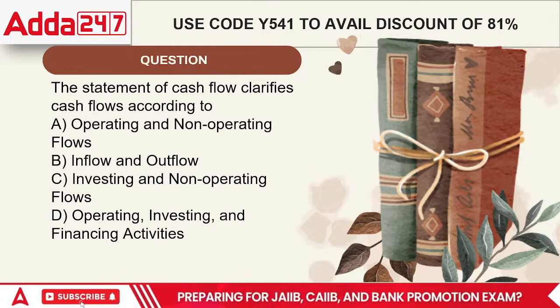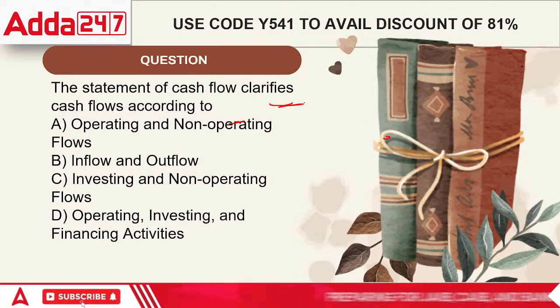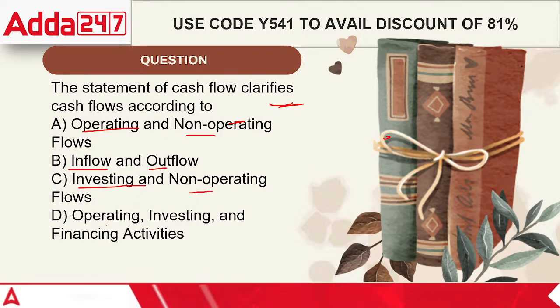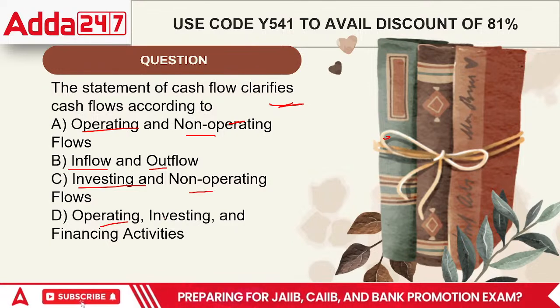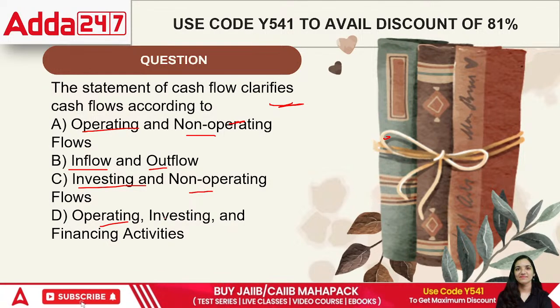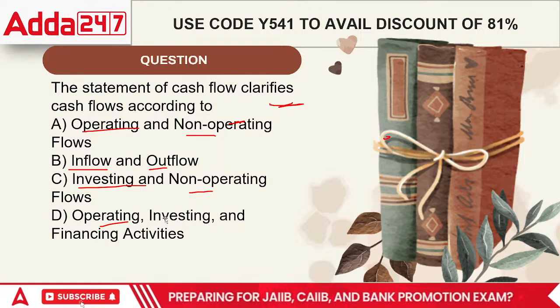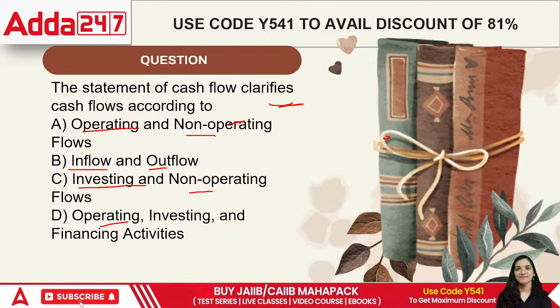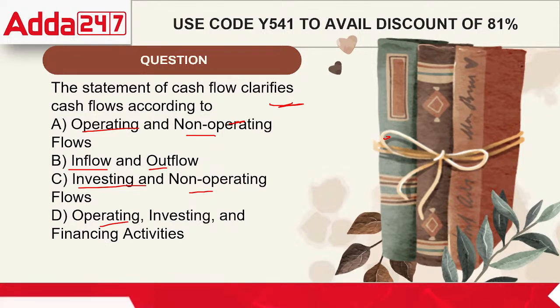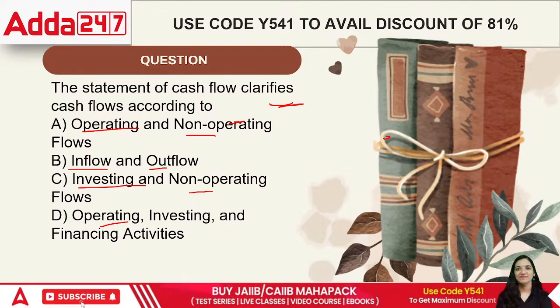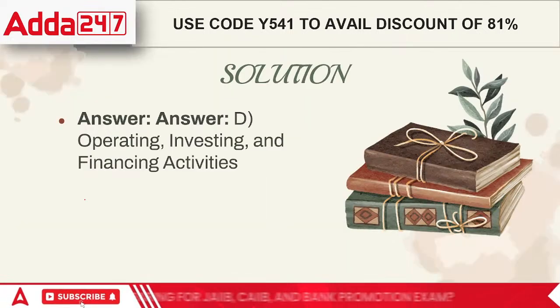Next question: the statement of cash flow classifies cash flow according to operating and non-operating, inflow and outflow, or operating, investing and financing. One thing is true, that this concept is based upon inflow and outflow, the movement of cash, but that's not the only thing the cash flow statement is based upon. The overall types of activities it defines are operating, investing, as well as financing activity.